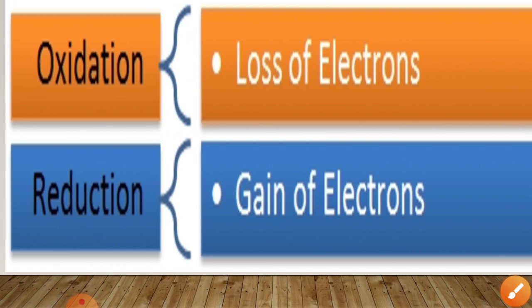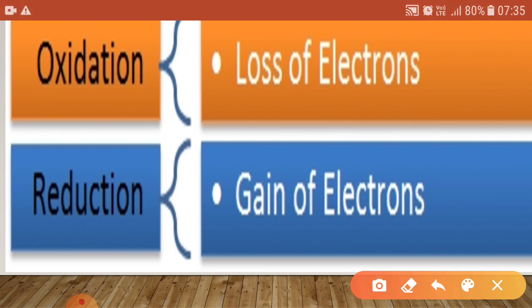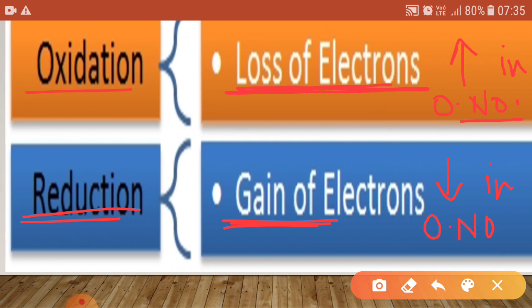Now come to the next concept, that is the electronic concept. The electronic concept is based on electrons. So oxidation is the loss of electrons. Remember, oxidation is the loss of electrons. Loss of electrons means there is an increase in the oxidation number or oxidation state. Reduction is the gain of electrons, and gain of electrons means there is a decrease in oxidation number or oxidation state. So this is the modern electronic concept of oxidation and reduction.